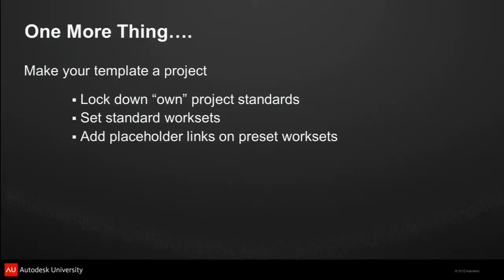One more thing you might want to consider, and I know some of the offices have taken my template and gone this extra step. If you've got a lot of new users, you might want to just turn that template right into a project. You can put your placeholder links on worksets. You can set up preset worksets. You can also lock down or own the project standards. Does anyone do that? Yeah, you take ownership of it. So you could take ownership of those text styles and the dimension styles, and then they can't change them. You log in as admin, take ownership of all the project standards, save it, it's all set.